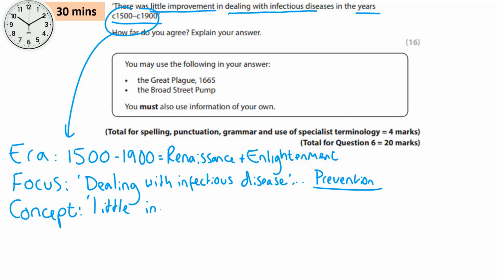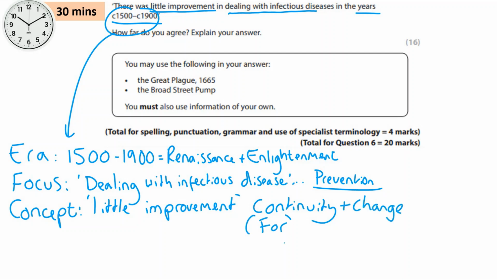Now, the concept again is a bit trickier. It asks me about little improvement. I need to think about whether this is causation, consequence, significance, change, or continuity. In this instance, it's asking me about continuity: things staying the same. But as it's a judgment question, does it stay the same? Does it change? I'm going to need to work out my for and against based on this.